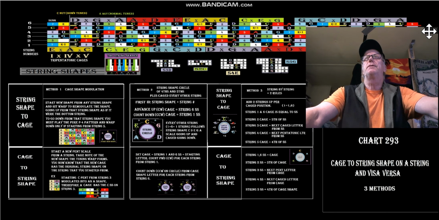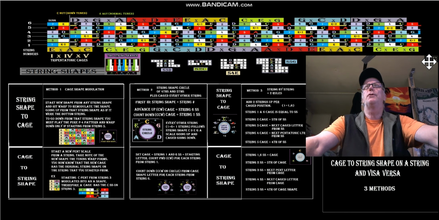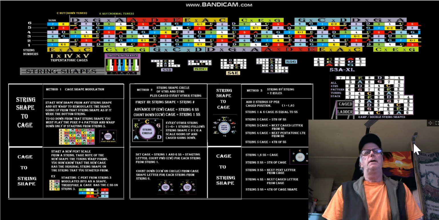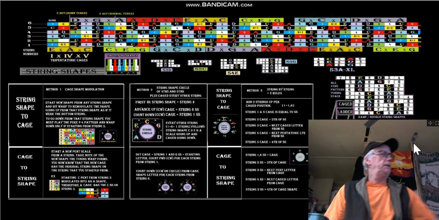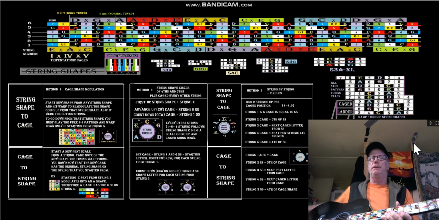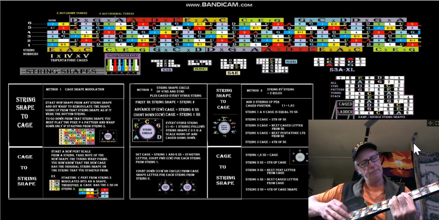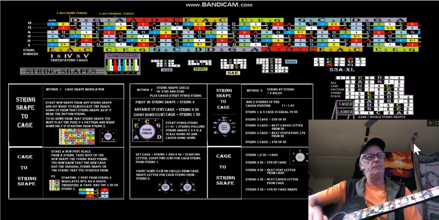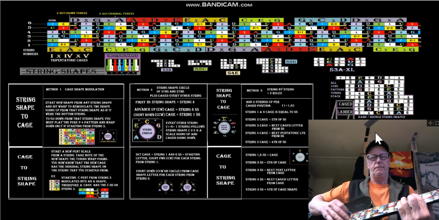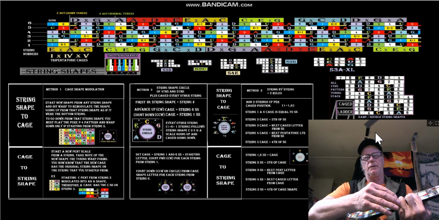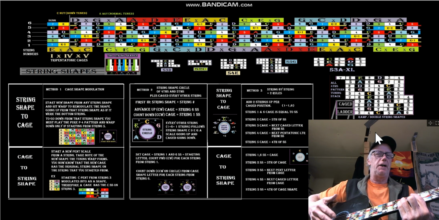Chart 293, cage to string shapes on a string and vice versa. Okay, the vice versa is important. What if you're playing in a cage, let's say a cage is defined by an E-shaped F here? We have an E-shaped F here that defines the E cage.